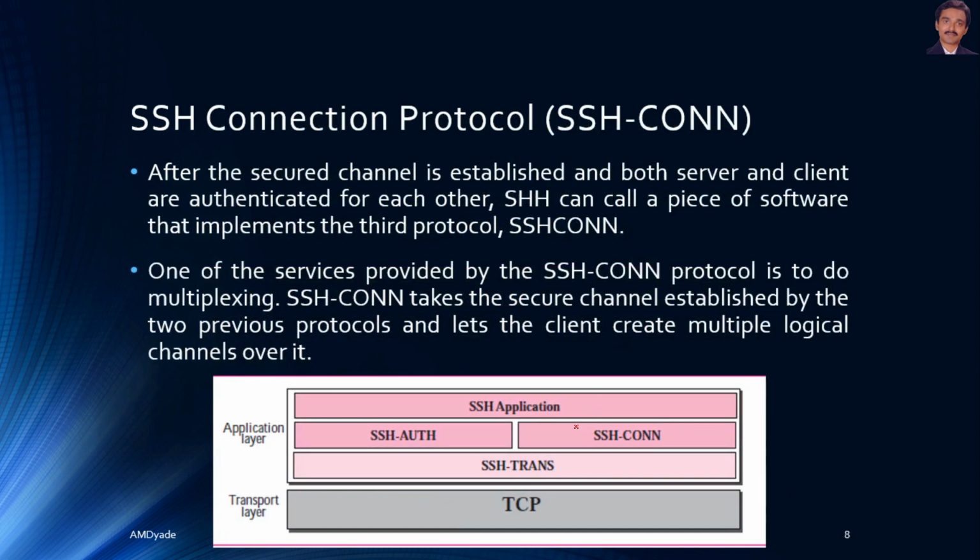SSH connection. After the secure channel is established and both the server and client are authenticated for each other using SSH auth, SSH can call a piece of software that implements the third protocol, called SSH con. One of the services provided by the SSH con protocol is multiplexing. SSH con takes the secure channel established by the two previous protocols, SSH auth and SSH trans, and lets the client create multiple logical channels over it.